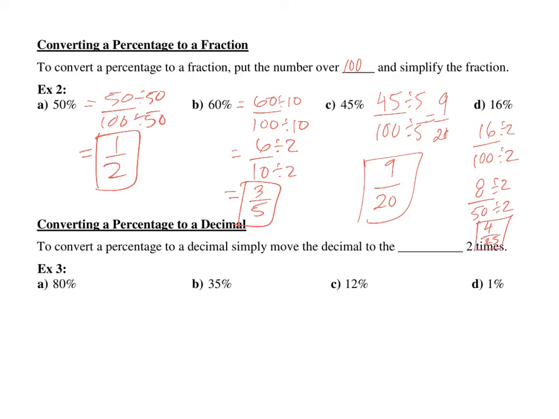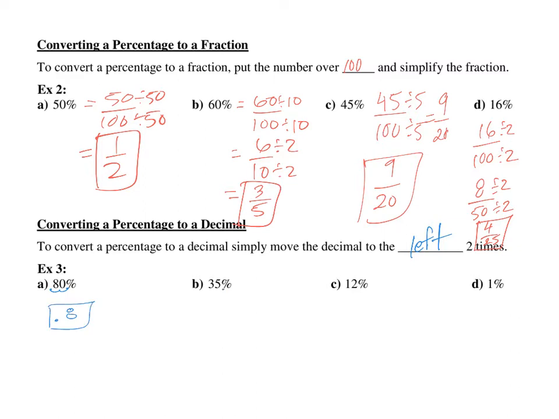All right. And converting a percentage to a decimal. To convert a percentage to a decimal, simply move the decimal to the left 2 times. Just think Beyonce. So here we have 80%. There's always a decimal there. If you don't see a decimal, it's at the very right. So here it is. Move it to the left twice. So the equivalent decimal is 0.8.